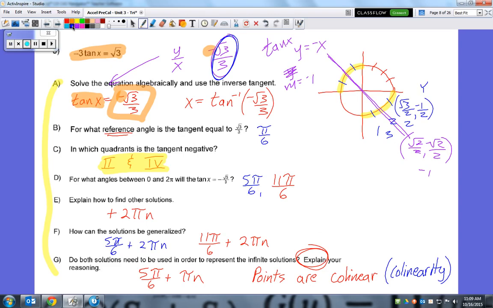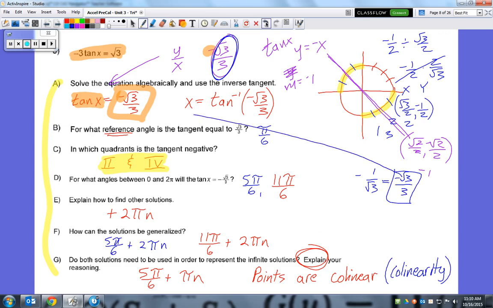If I were to do a y over x here, I'd say negative 1 half divided by root 3 over 2, which is the same as negative 1 over 2 times 2 over root 3, keep change flip if you will. Those 2's would cancel, and I'd have a negative 1 over root 3, which rationalized would become negative root 3 over 3. So I got the one that I was needing. And where did that occur? That occurred at 11 pi over 6.